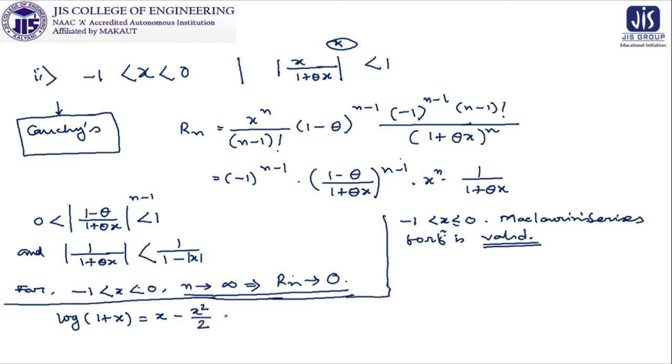So it will be x minus x square by 2 plus x cube by 3 minus x to the power 4 by 4 and so on. This infinite series expansion is justified by these two segments, distributing these two segments into two parts.